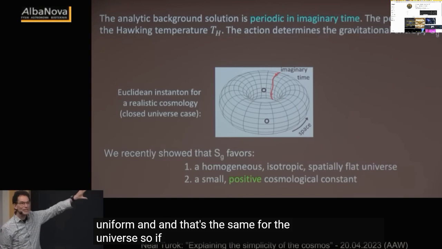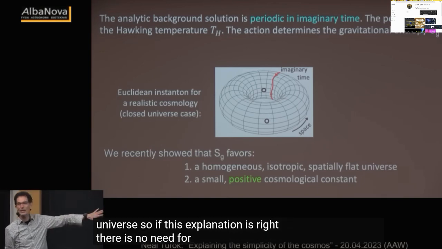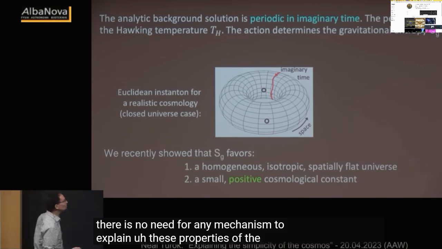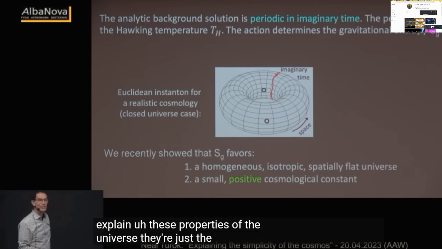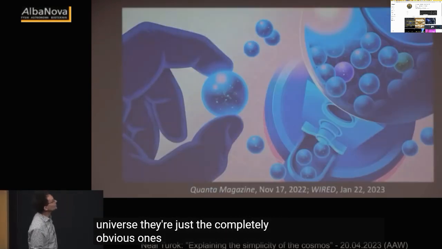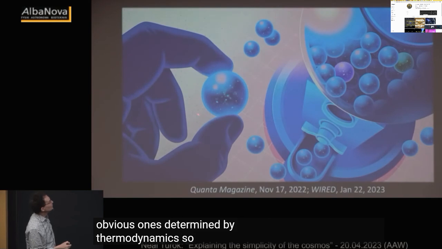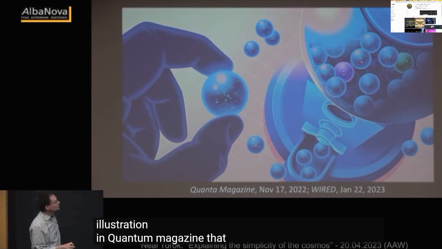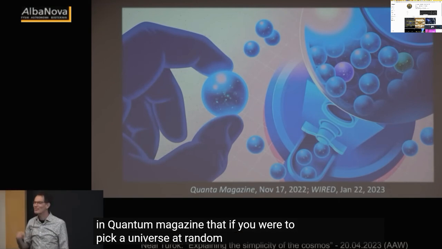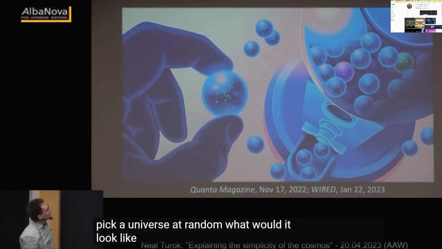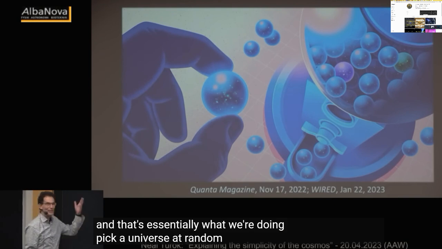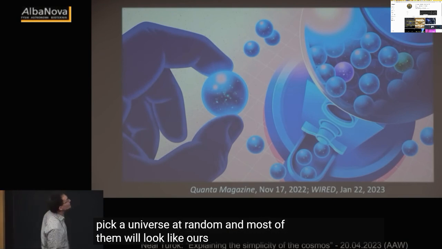So if this explanation is right, there is no need for any mechanism to explain these properties of the universe. They're just the completely obvious ones determined by thermodynamics. So there was this nice illustration in Quantum magazine that if you were to pick a universe at random, what would it look like? And that's essentially what we're doing. Pick a universe at random, and most of them will look like ours.